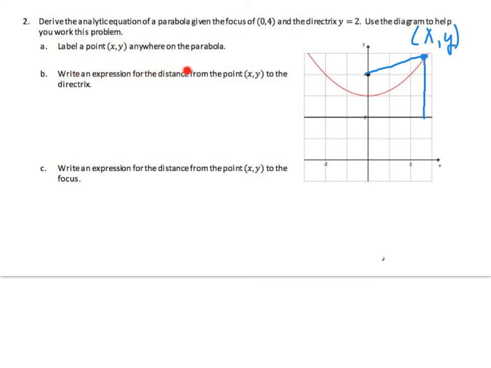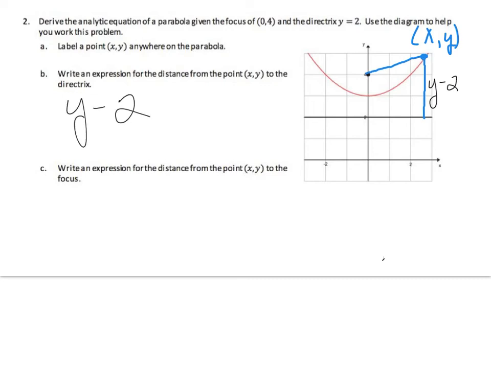Then write an expression for the distance from the point to the directrix. Okay, right here. The directrix is not on the x-axis anymore, so it really is the whole length of y minus 2. That right there is 2. So the length of this segment is y minus 2.